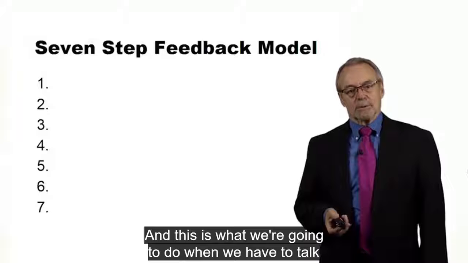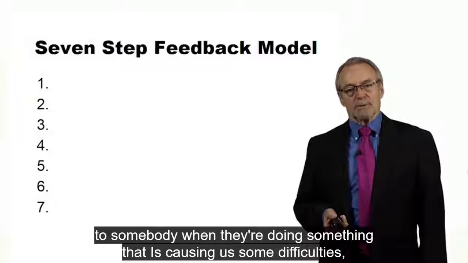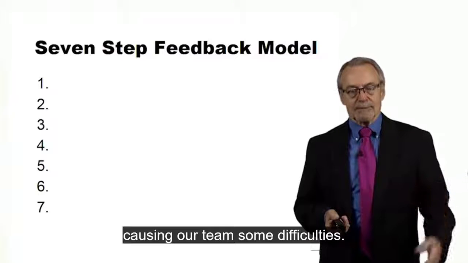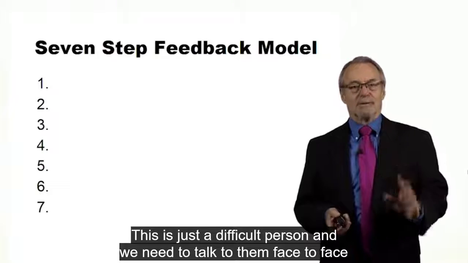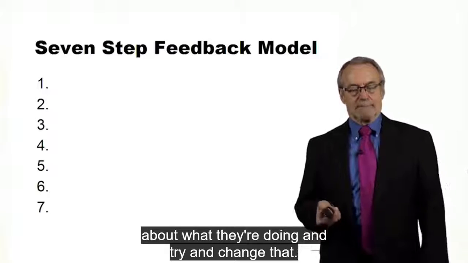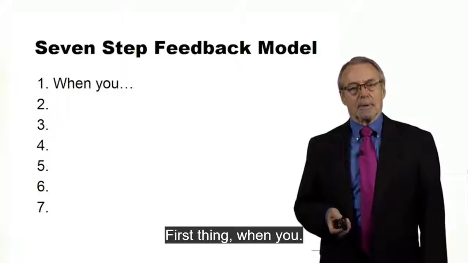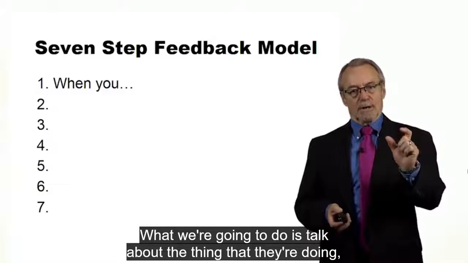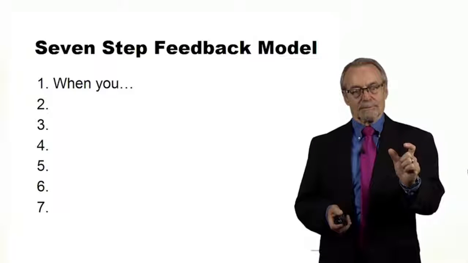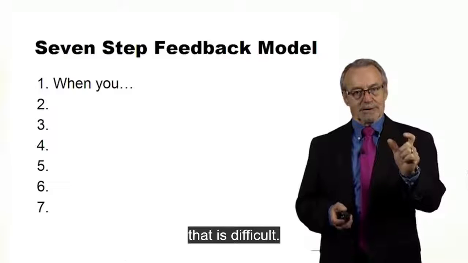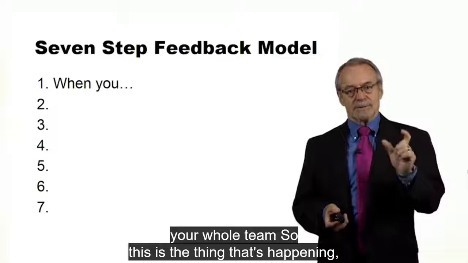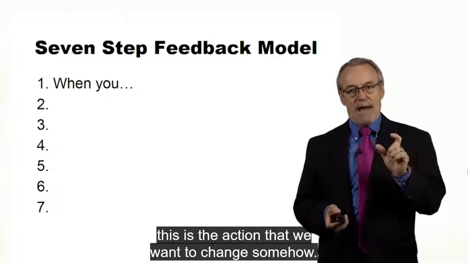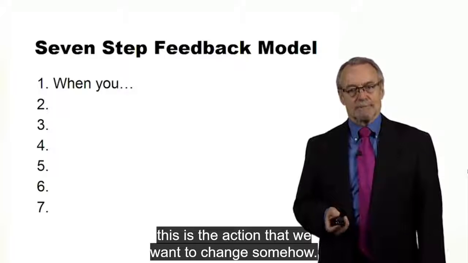And this is what we're going to do when we have to talk to somebody, when they're doing something that is causing us some difficulties, causing our team some difficulties. This is just a difficult person, and we need to talk to them face to face about what they're doing and try and change that. First thing, what we're going to do is talk about the thing that they're doing that is difficult. It's causing difficulties for you or somebody on your team or your whole team. So this is the thing that's happening. This is the action that we want to change somehow.